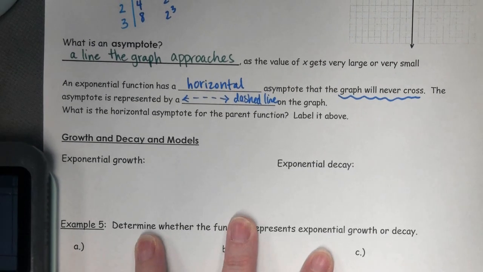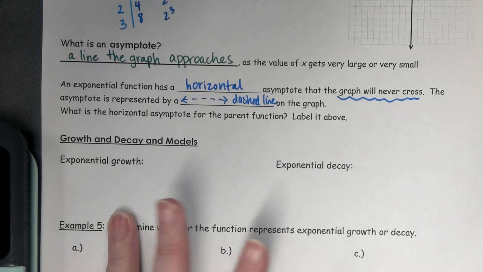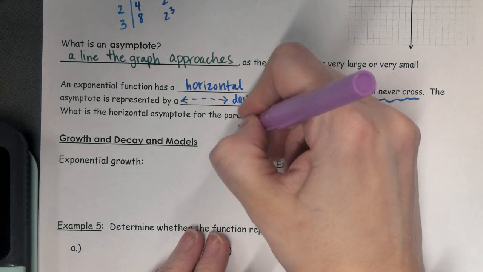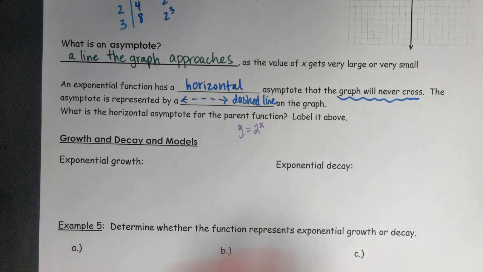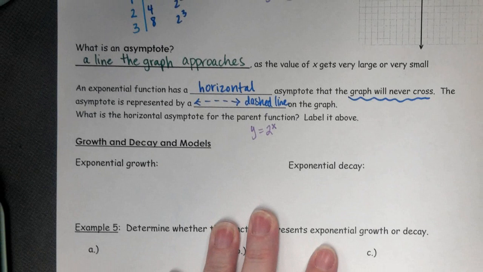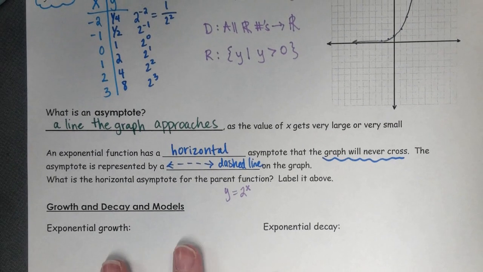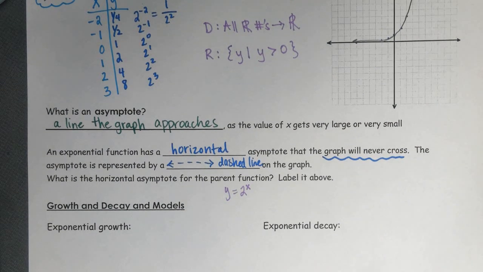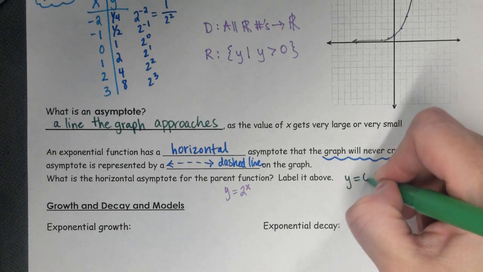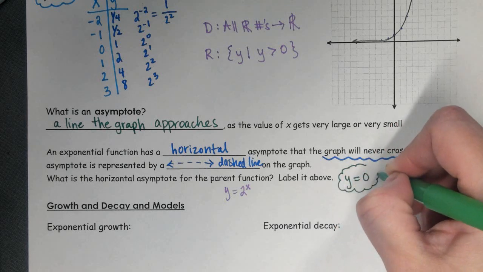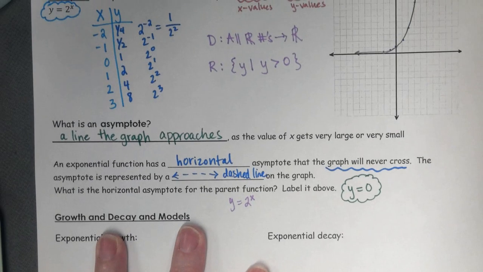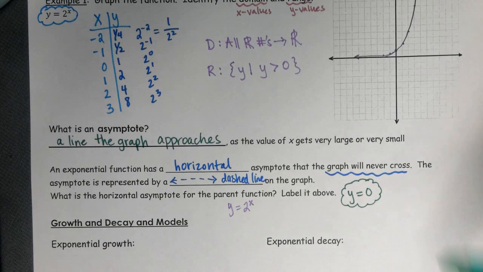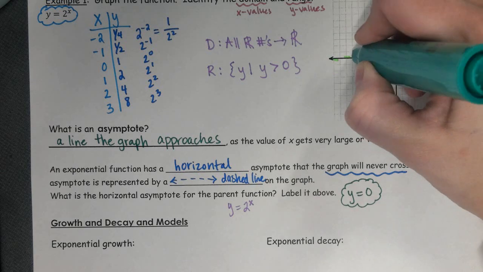Okay, and then it says, what is the horizontal asymptote for the parent function. That's because y equals 2 to the x is a parent function of a function family. And we're going to label it above. Now, when we label those, you can use a marker or a highlighter. I think it's easiest to see with a highlighter. So because all of those values we saw in the table were approaching 0, this is going to get closer and closer to 0. So you'll mark it with a dashed line.